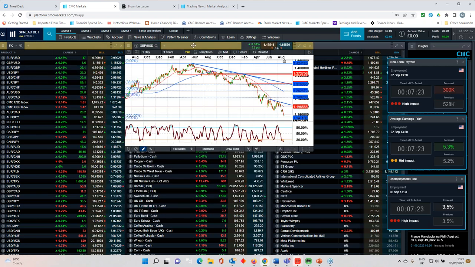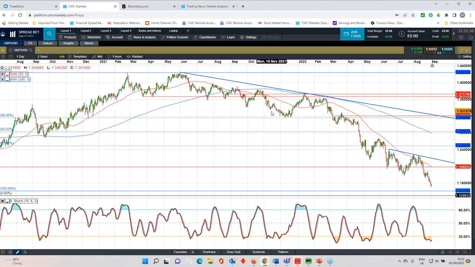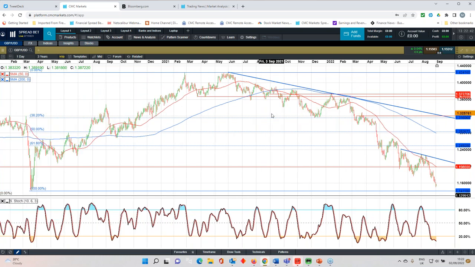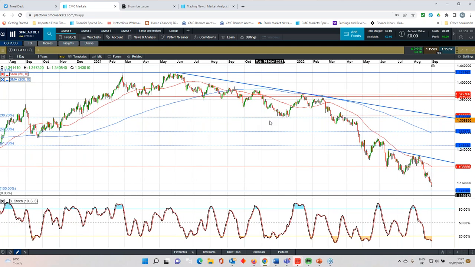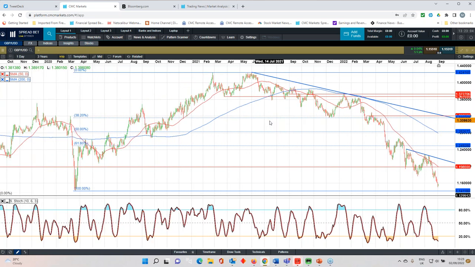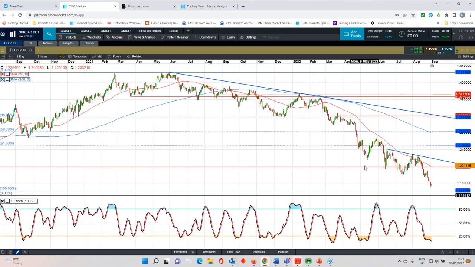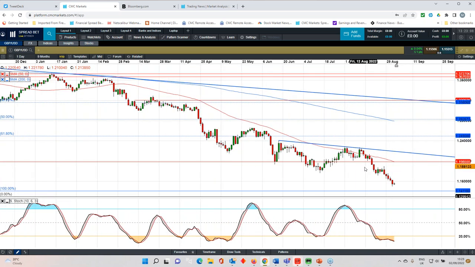Cable, again, what a depressing state of affairs this is. We are just above the lows that we saw back in March 2020. That's a very big level now, between 114 and 114 and a half. There is potential for us to get down there. The big question is, will we break below there? At the moment, I'm hesitant to call a bottom on cable, but having said that, I'm also not prepared to sell it because sentiment around it is so bearish.